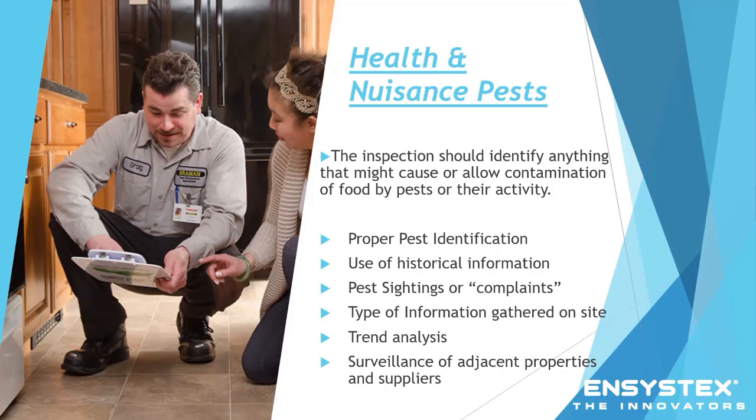Trend analysis, like I said earlier, is extremely important. Then surveillance of adjacent properties and suppliers. It could be a case where you do your inspection and you see there are always rodents coming in by a specific hangar or door. Take your torch out. Go see what is causing this.